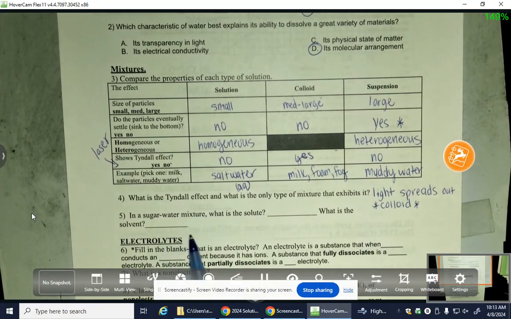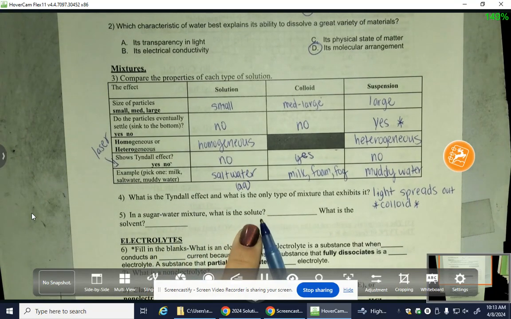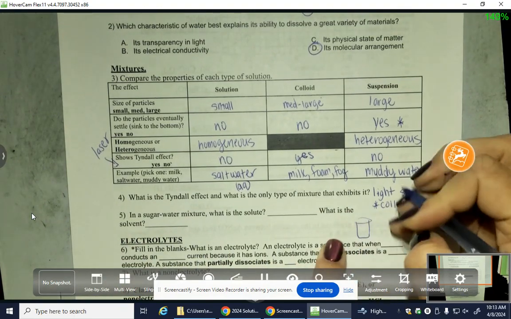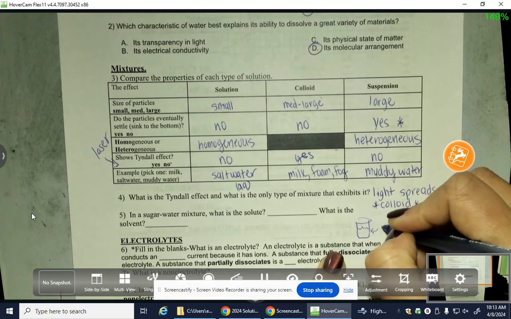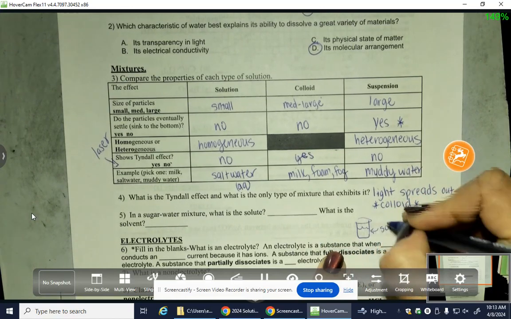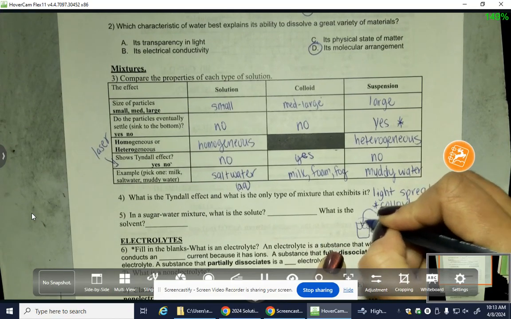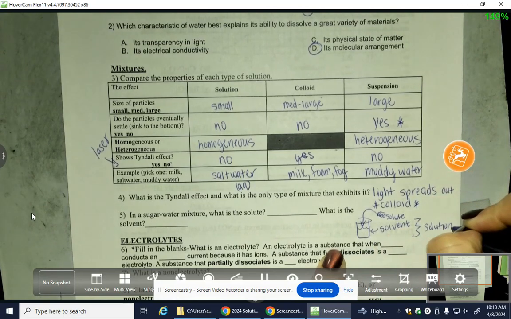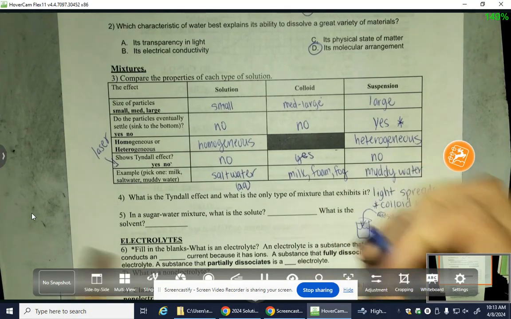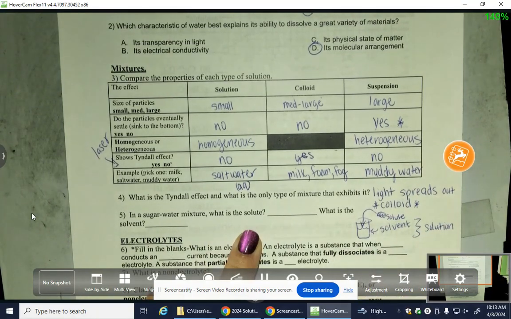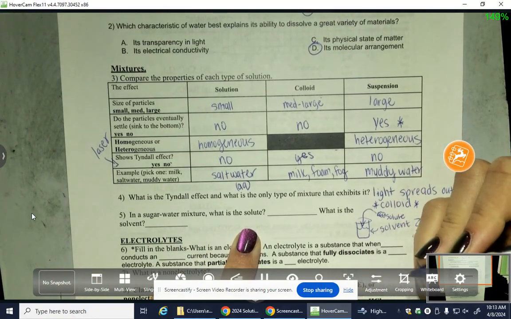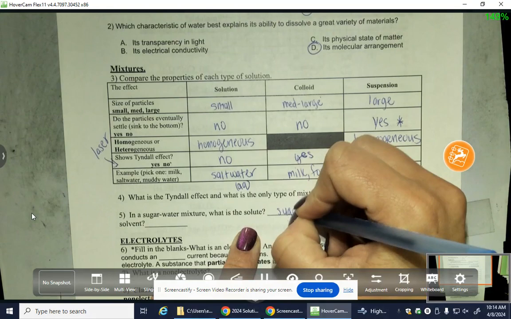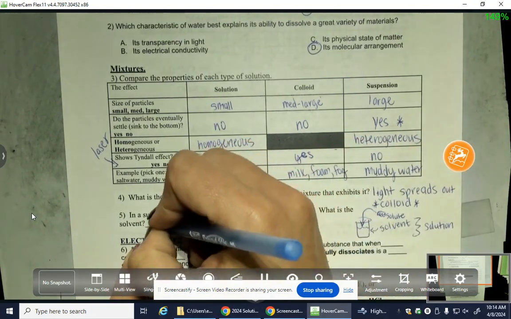okay? In a sugar-water mixture, what is the solute and what is the solvent? So remember, we have our picture on our notes, that's right there on your table, where you have a beaker of solvent, you have some sort of a solute, and together it makes a solution, right? So solute goes into solvent to make solution. So what is the solute in a sugar-water mixture? Any ideas? The sugar. And the solvent is going to be the water.